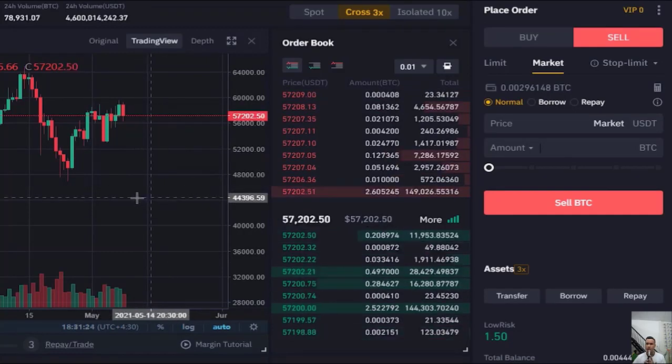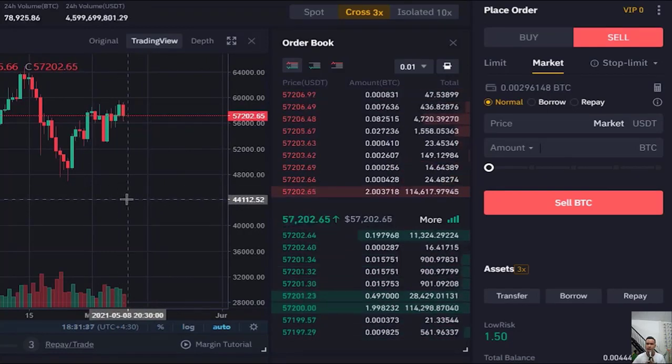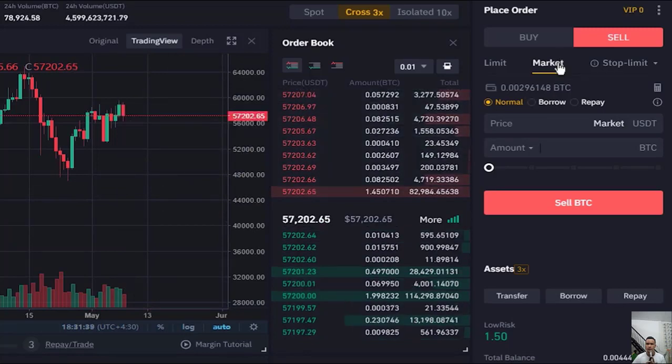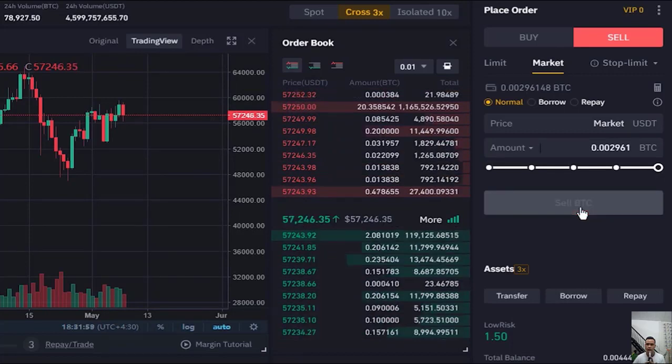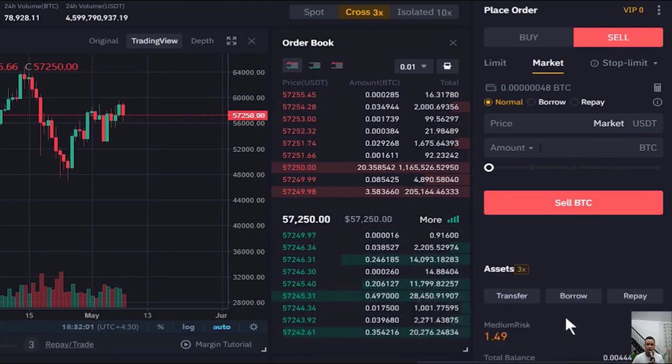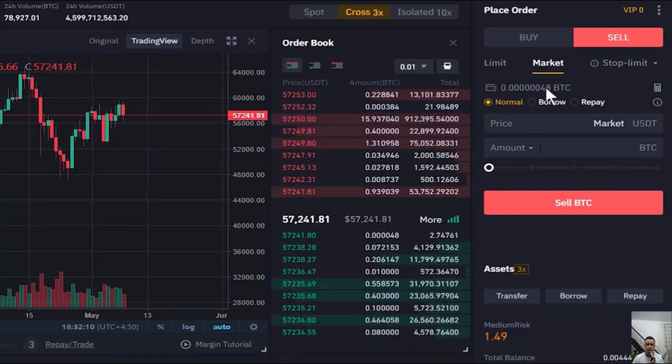Now we sell this BTC because we believe that the price is going to fall and we want to buy it back later at lower prices to make profit. We go to the market tab, which is already selected. We set the amount to 100% and we click on sell BTC, and the order is filled successfully. And as you see, we sold our Bitcoin.